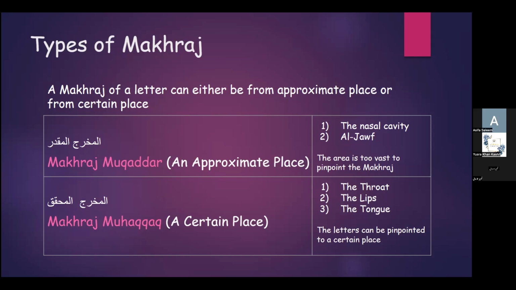Opposite to that, we have a makhraj muhaqqaq, which means a certain place. The majority of the letters come from this type of makhraj. That includes the letters that come from the throat, the letters that come from the lips, and the letters that come from the tongue. We can actually pinpoint that the sound is coming from this specific place.